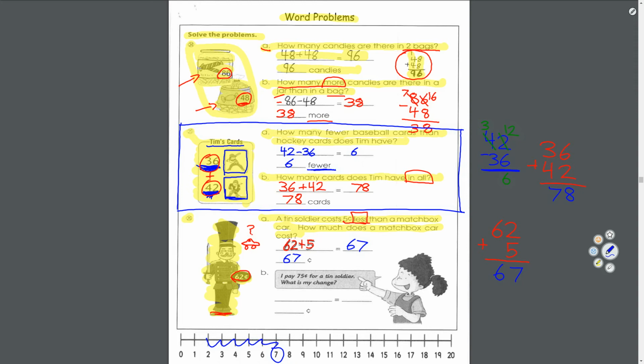See, I got a little confused when I read it, and I put the wrong equation, but we talked about it and we figured it out. B. I pay 75 cents for a tin soldier. What is my change? So it's like she went up to the cashier and says, I'm gonna buy this tin soldier, and here's 75 cents. How much money does the cashier give back?